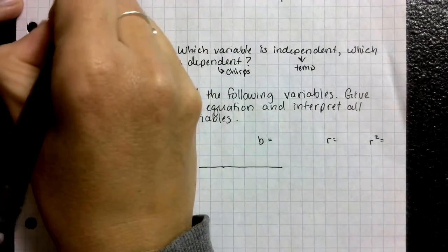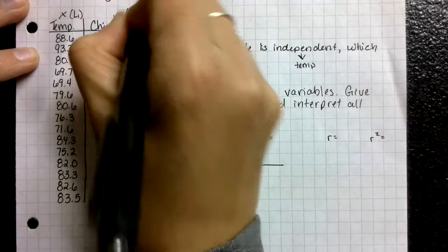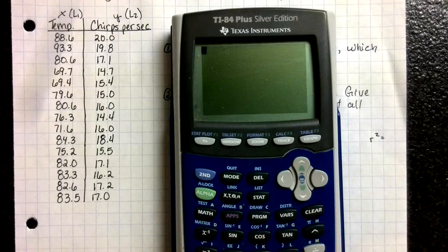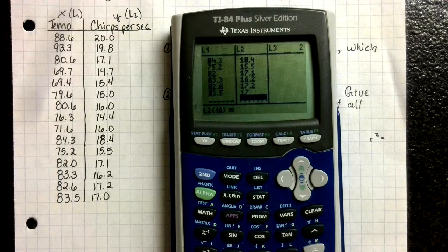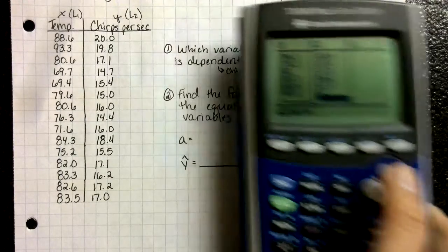So ideally what we want to do is put our independent in L1 and our dependent in L2. So I'm going to pause the video to type these in. You can pause also and get these typed into your calculator to follow along. Okay, so I have my data typed in. I have temperature in L1 and chirps per second in L2.